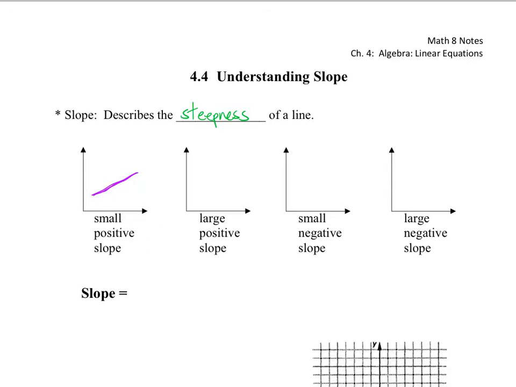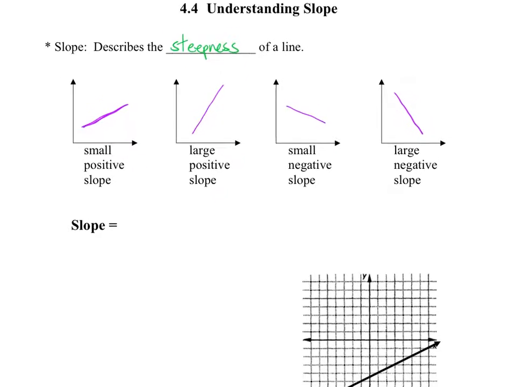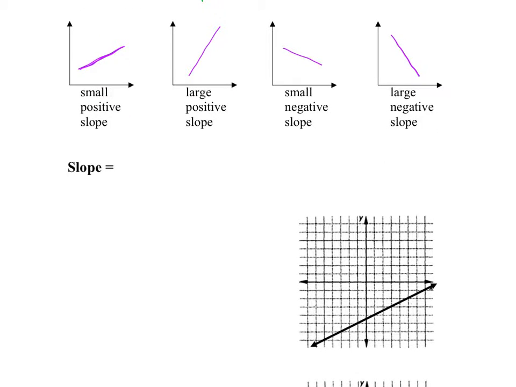A large positive slope, so it's going to go up faster. A small negative slope, it's going to be going down from left to right. And a large negative slope is going to be going down faster from left to right. We can always think of our slope as the rise, so how much it goes up or down, over the run. It's written like a fraction.